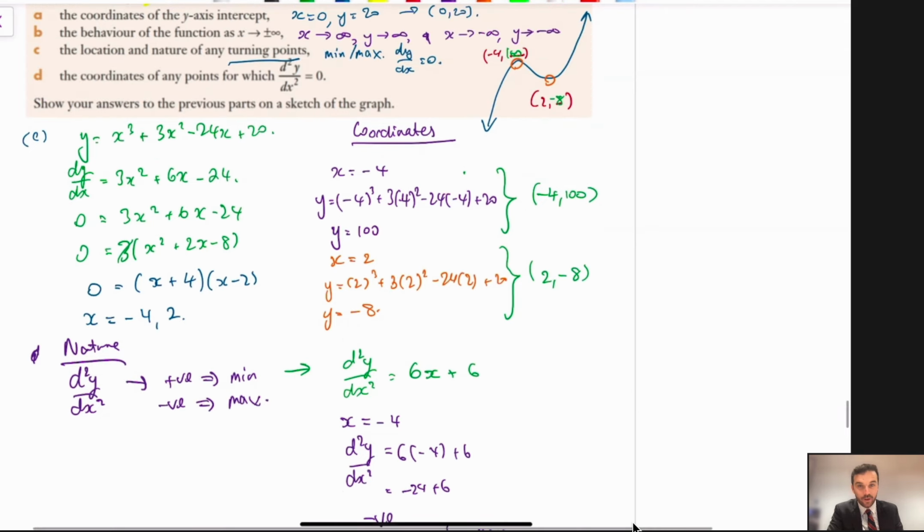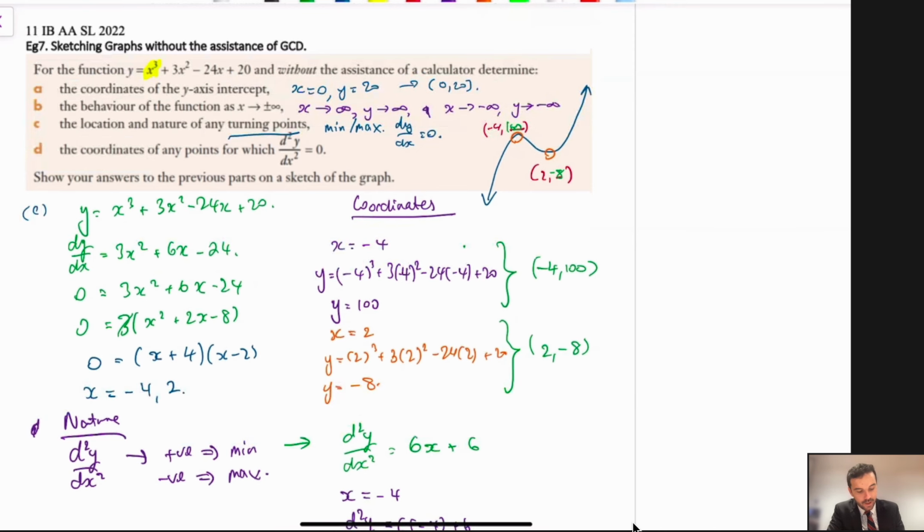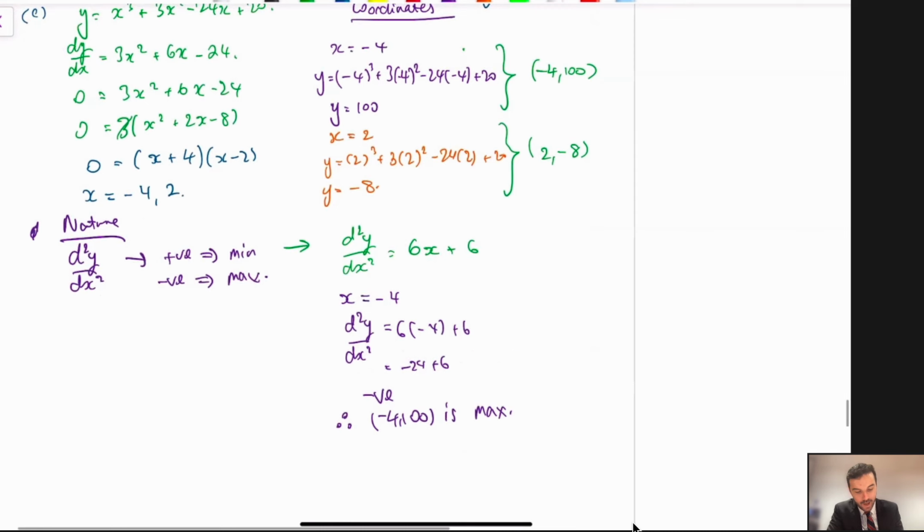Let's just double check our graph. We can see that, yes indeed, that does look like a maximum. I'm just using a double diff to test that. And let's test for the other one: x is equal to 2. Sub it in.